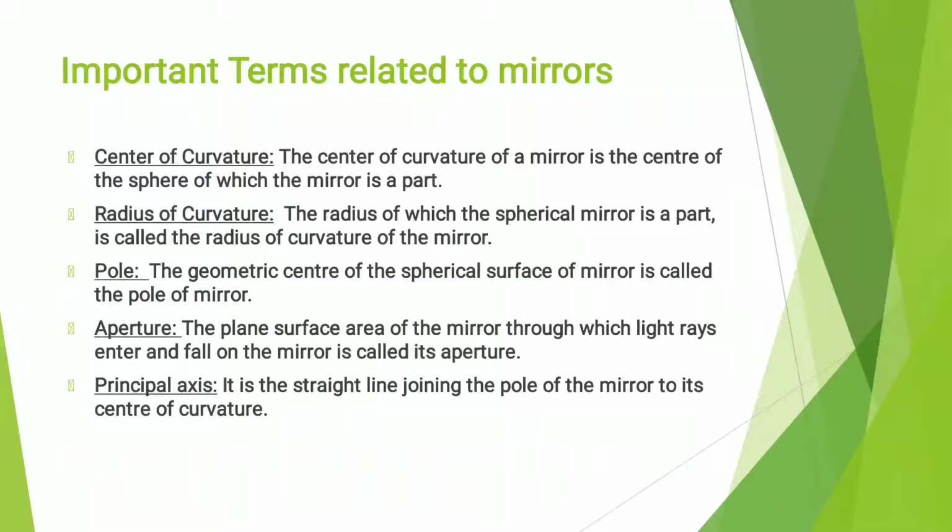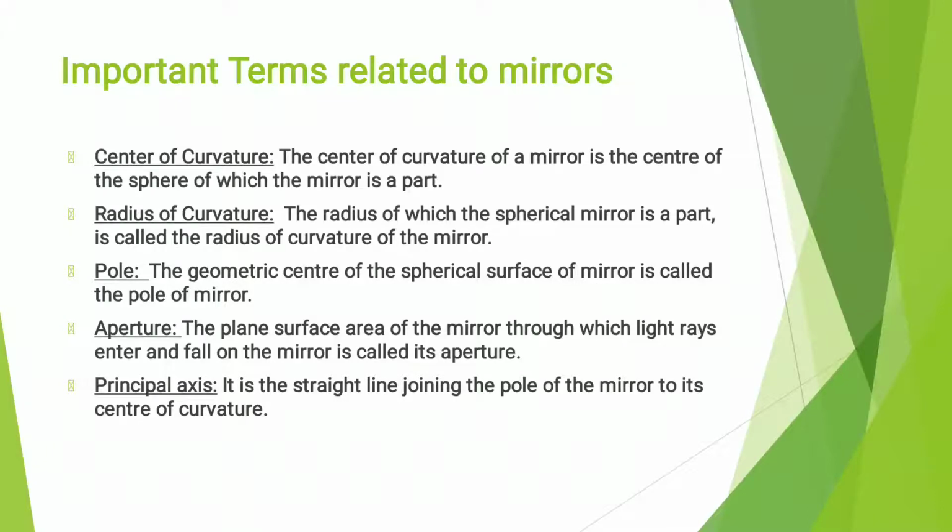Now let us see the definitions which are related to spherical mirrors. First is the center of curvature. It is the center of the sphere of which the spherical mirror is a part. Radius of curvature, it is the radius of the sphere of which the spherical mirror is a part. Pole, it is the geometric center of the spherical surface of the mirror.